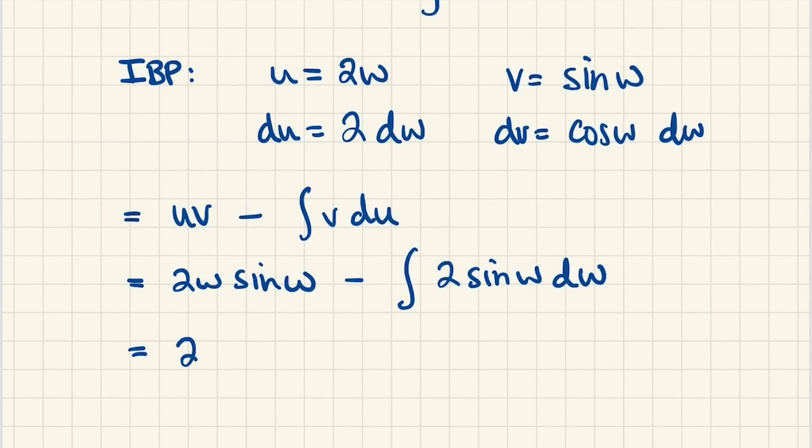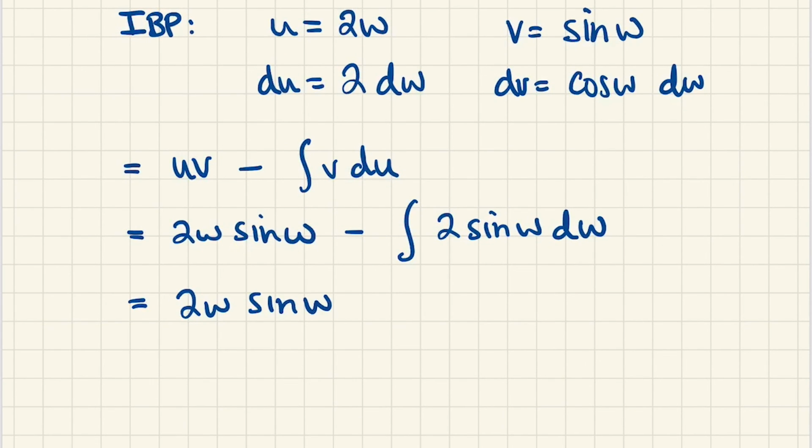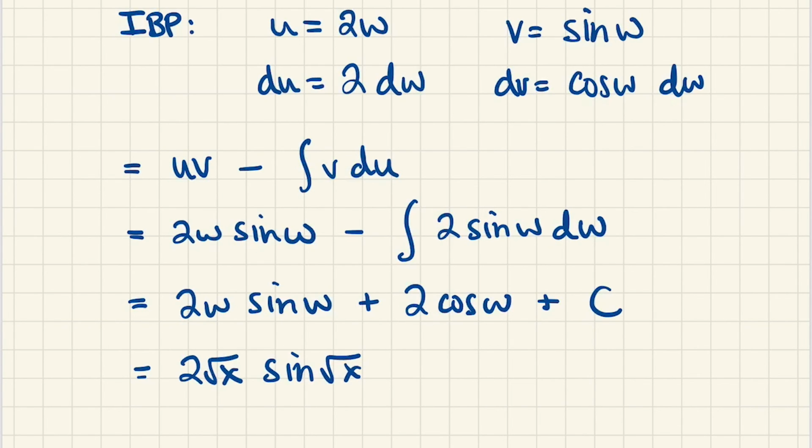Well, that one's not too bad. So 2w sine w, and antiderivative of sine is negative cosine, so we get plus 2 cosine w plus our constant, and we'll just substitute rad x back in for w. So we have 2 rad x sine rad x plus 2 cosine rad x plus our constant. And final answer.